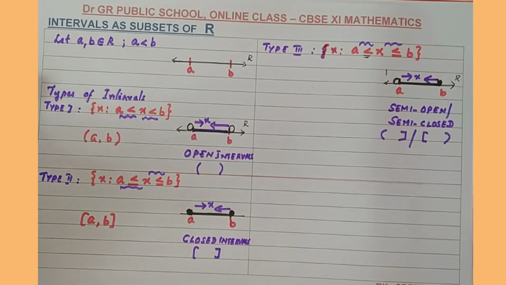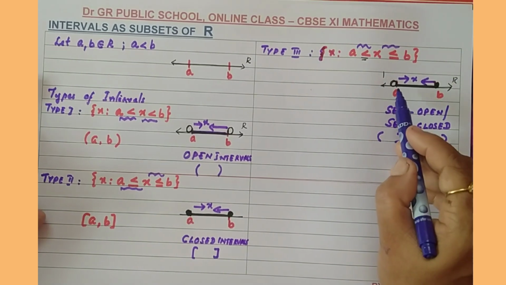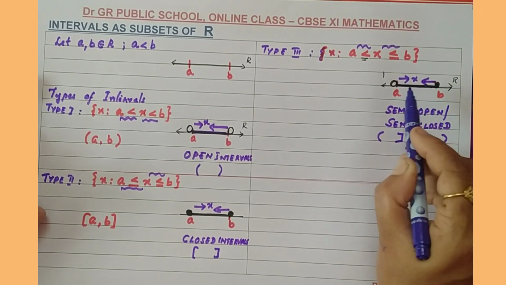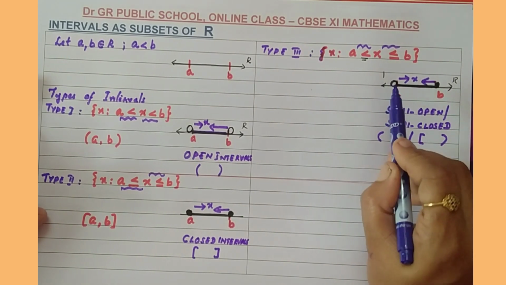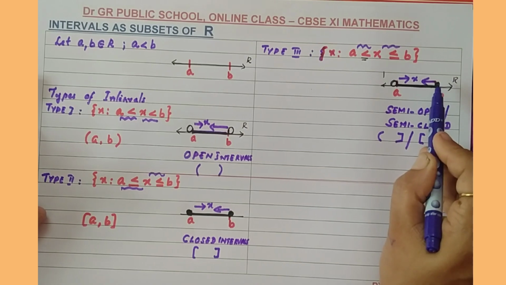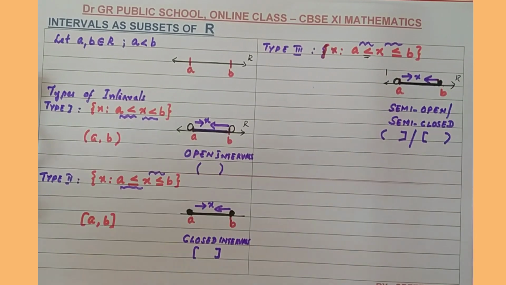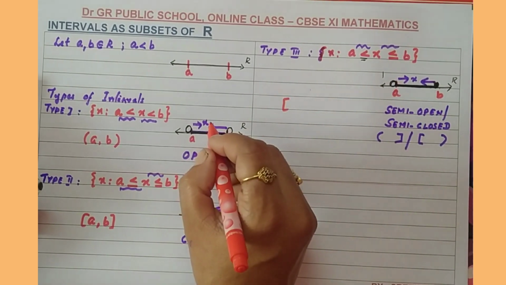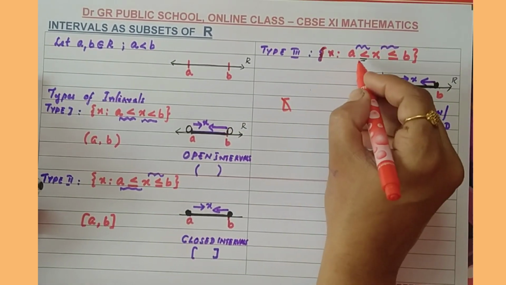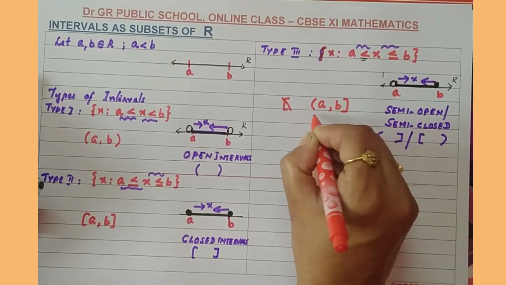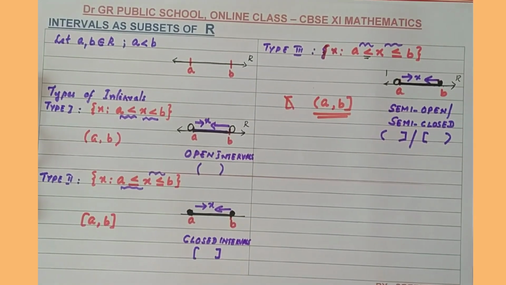Thus, what represents the semi-closed intervals? The set of all x which lies between A and B, in which the endpoint A is not included, but the endpoint B is included in the set. Here, I can represent the given interval like this: open at the point A, but closed at the point B. This is the given representation.